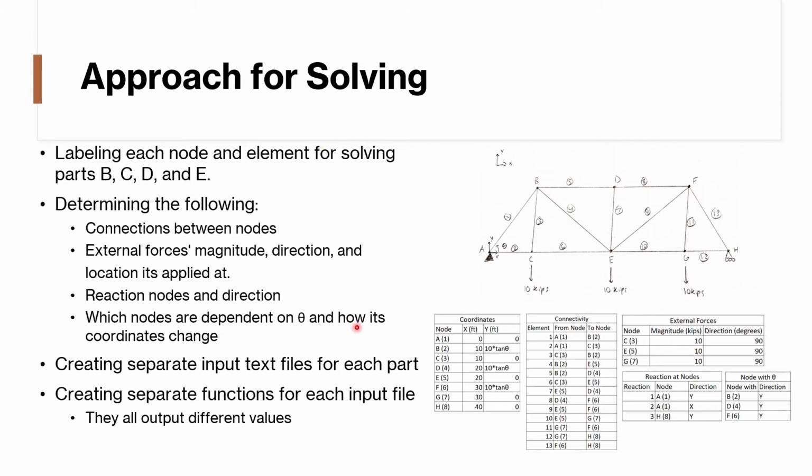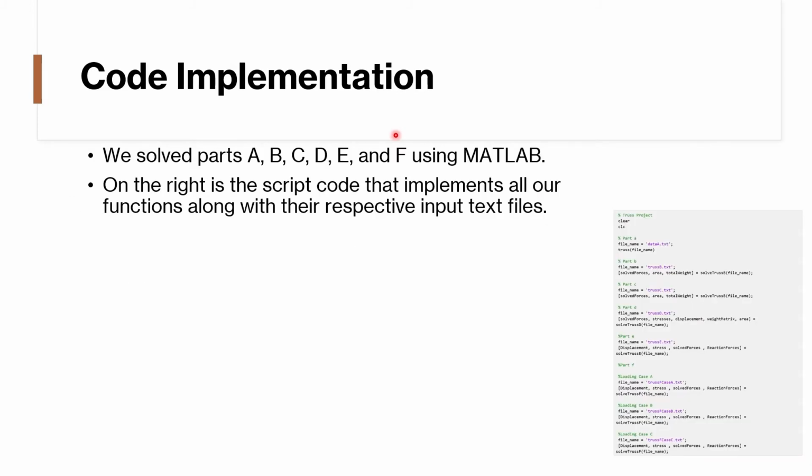Then we want to create separate input files for each part of the project. All these input files will need their own function files because they have different data in them. Therefore, one single function can't read all input files correctly. These functions will also compute and output different values. Moving on to the implementation of code, we have our script file on the right, which implements all our functions using their corresponding input text files.